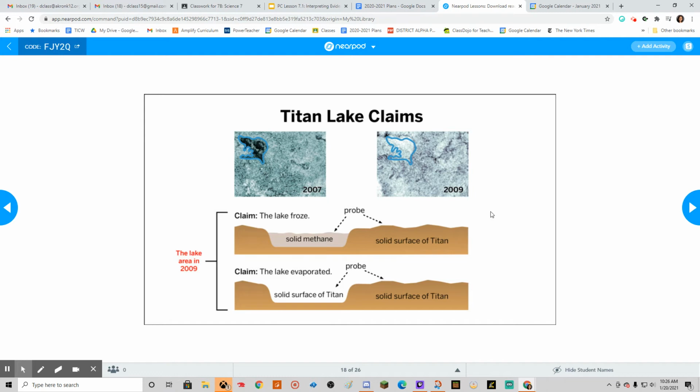At the top here, we have the images that the NASA probe took in 2007 outlining this lake, and again in 2009, where the color of the lake has changed. And we are trying to answer the question, what happened to the lake? We came up with two claims: that the lake area in 2009 had either froze or evaporated. If it froze, then that liquid methane turned to solid methane. If it evaporated, the liquid methane left behind the solid surface of Titan.